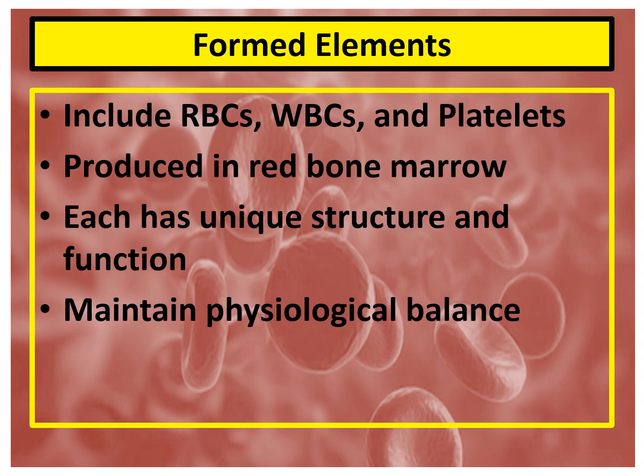As we have mentioned, formed elements. What exactly are formed elements? The formed elements include RBCs, WBCs, and platelets. These are produced in red bone marrow. Each has a unique structure and function. These formed elements like RBC, WBC and platelets are very useful for maintaining the physiological balance, which is also called the homeostatic condition.